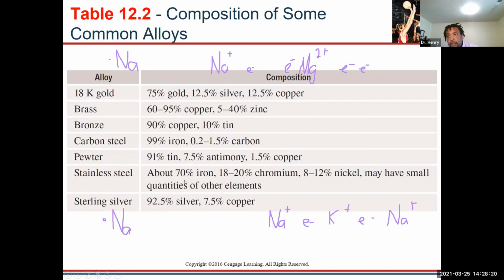Stainless steel is 70% iron, anywhere from 18 to 20% chromium, 8 to 12% nickel, and then you end up with some small elements like magnesium or manganese in it. Sterling silver, 92.5% silver, 7.5% copper. They're going to use the same technique when they delocalize their ions to form that alloy. Does that make sense?